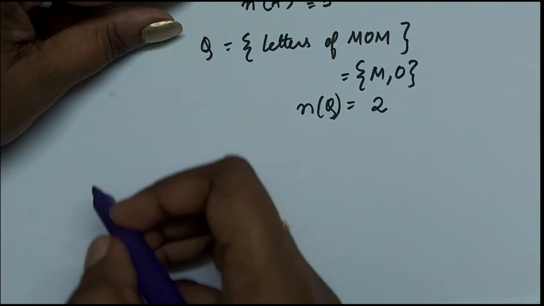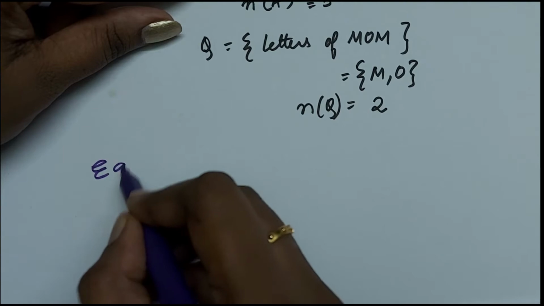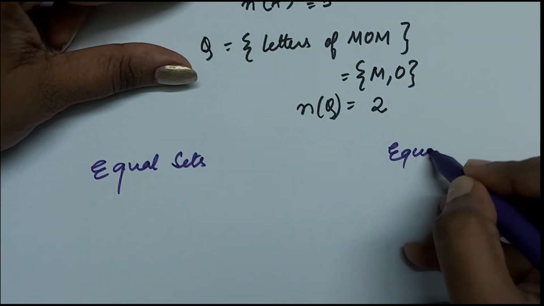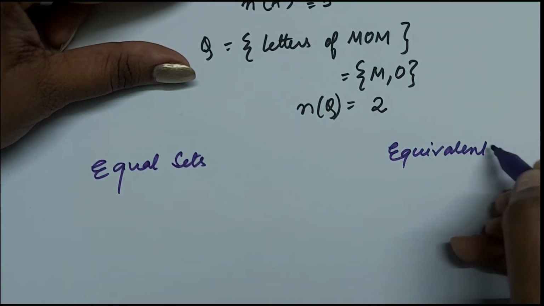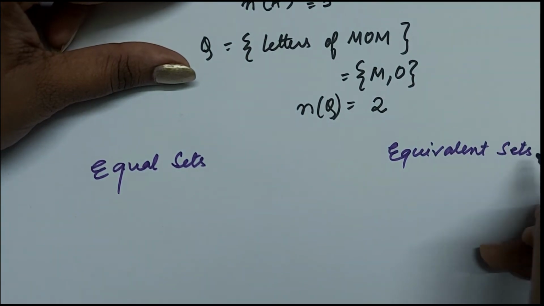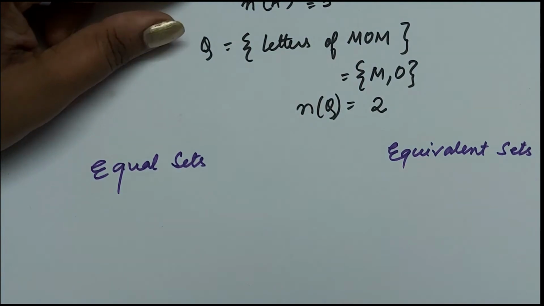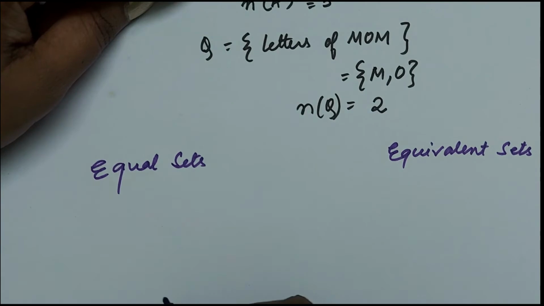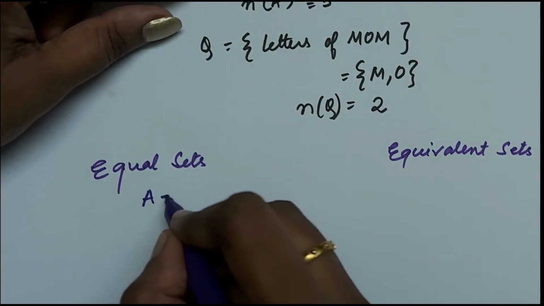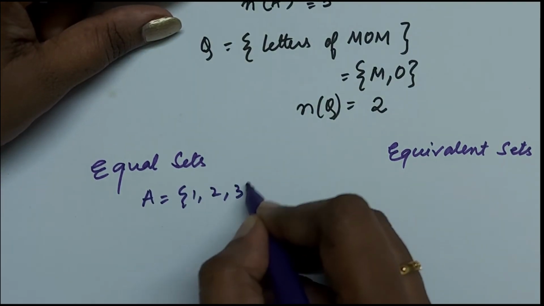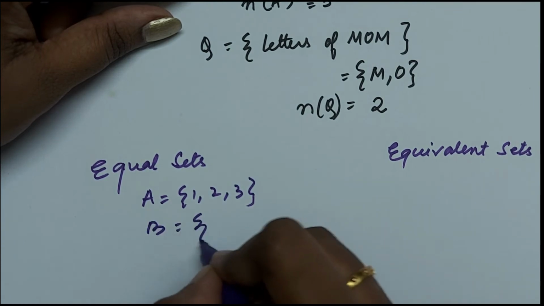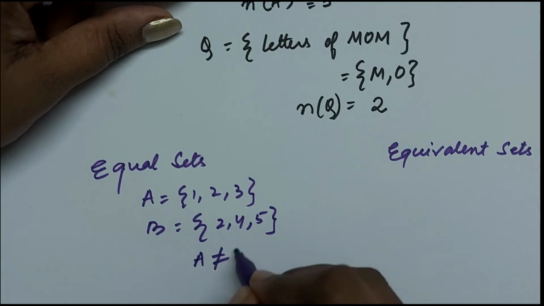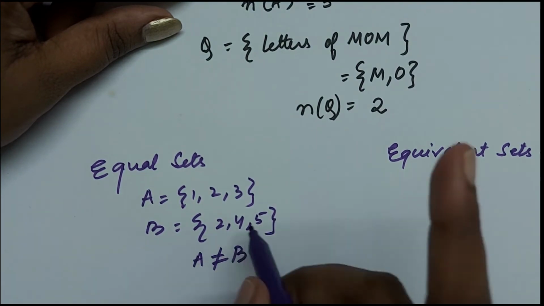Then let us talk about 2 other types of sets, that is equal sets and equivalent sets. What is the difference between equal sets and equivalent sets? Now when we talk about equal sets, the sets have to have the same elements. So if I say that A has 1, 2 and 3 and set B has 2, 4 and 5, then A and B are not equal.